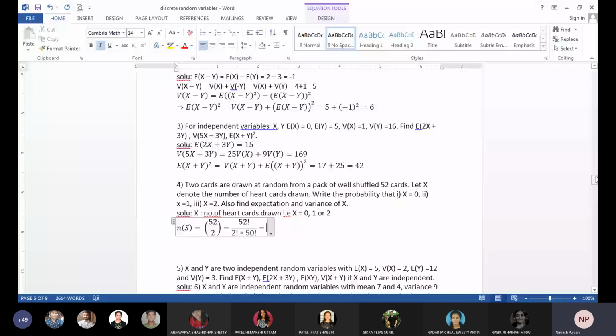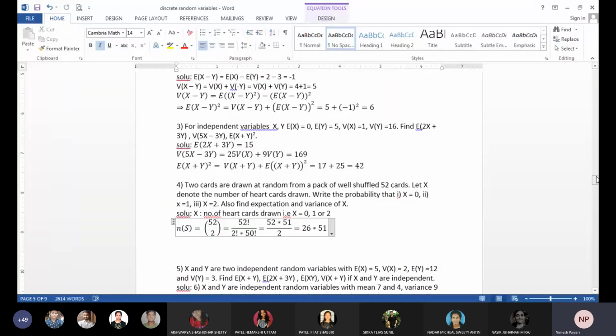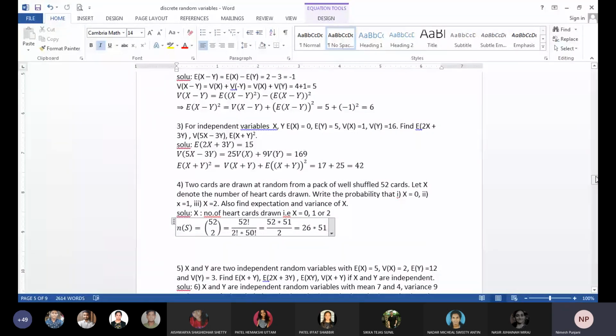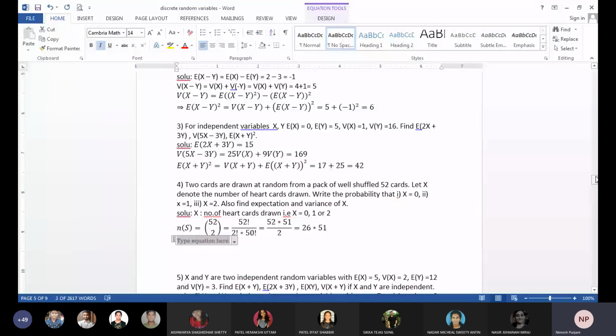If you simplify this, what do you get in the numerator? 52 into 51 divided by 2. So we basically get our n of S as 26 into 51. This is our n of S.